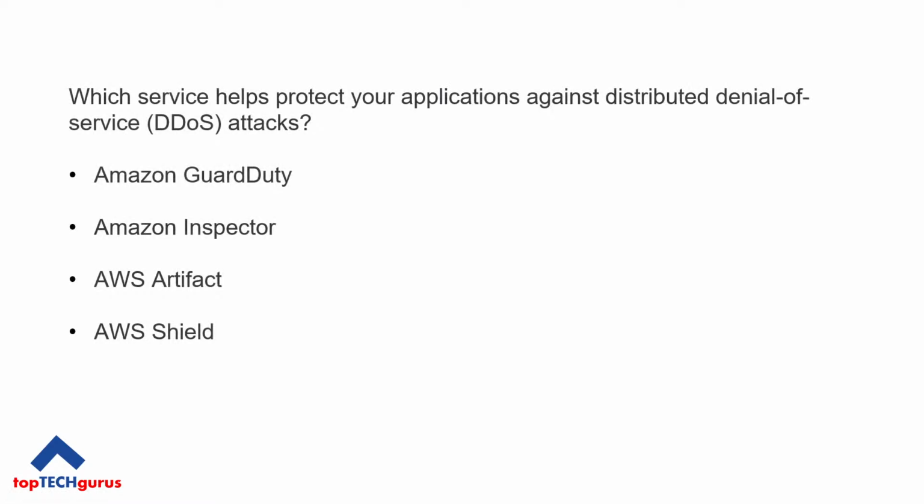That sounds right. Which service helps you protect against a distributed denial of service attack? So I think we know that AWS Shield can do this automatically. We spoke about AWS GuardDuty in the last video, AWS Inspector and AWS Artifact as well. So I think we spoke about those. Those are different use cases, and not really relevant.